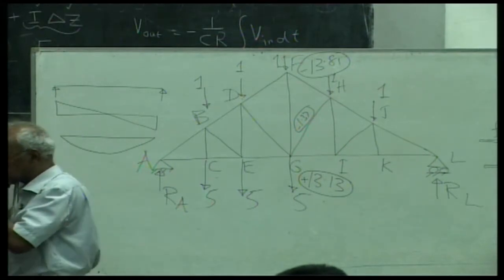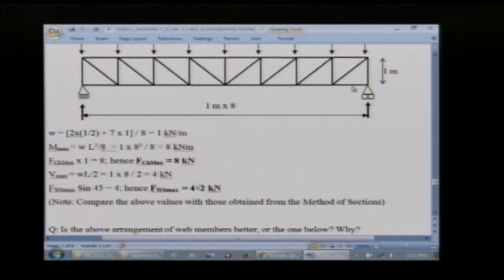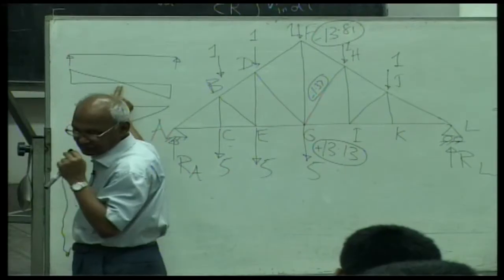So that means these forces are going to be quite small. This force and this force, right? This force is going to be quite large because the shear force is large. But this force probably will be zero. You can check it out, right? That is because the shear force here is zero, right?